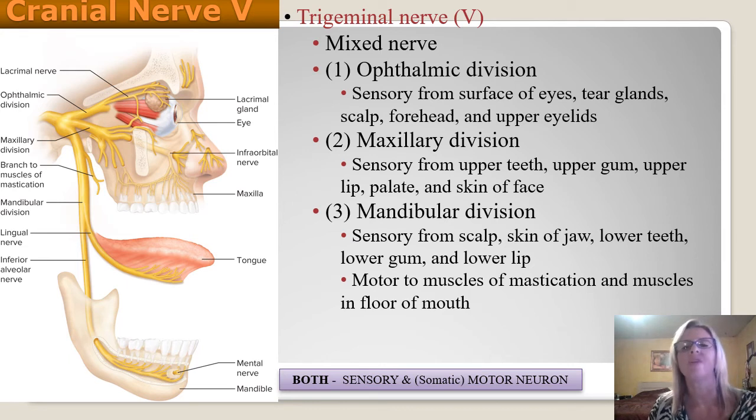Maxillary, you can kind of figure out it's going to be around the maxilla, if you remember the maxilla from skeletal. It carries impulses to the upper teeth, gums, and lip. Okay, upper gum. Also the lining of the palate and some of the facial skin. And then the mandibular division includes motor and sensory fibers. This transmits from the scalp, the lower jaw, and teeth, gum, and lip. And that's kind of what this weird drawing is splitting out for you. So this one would be regarded as both.